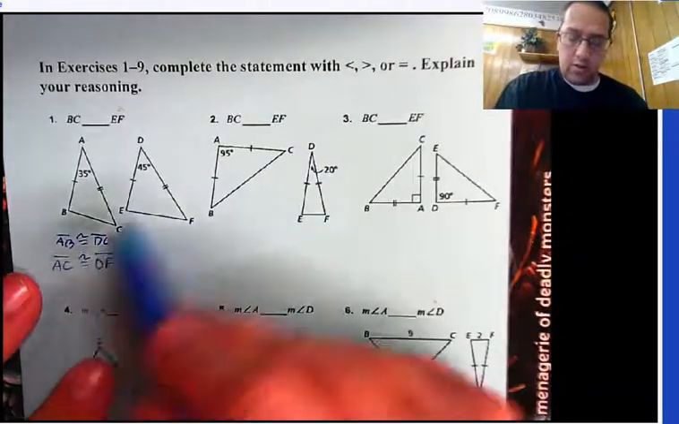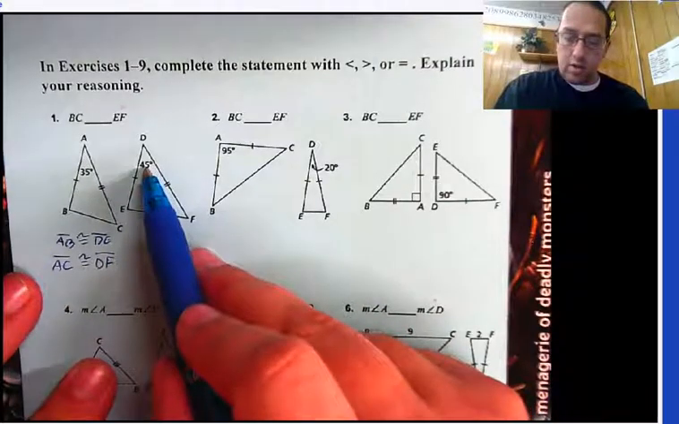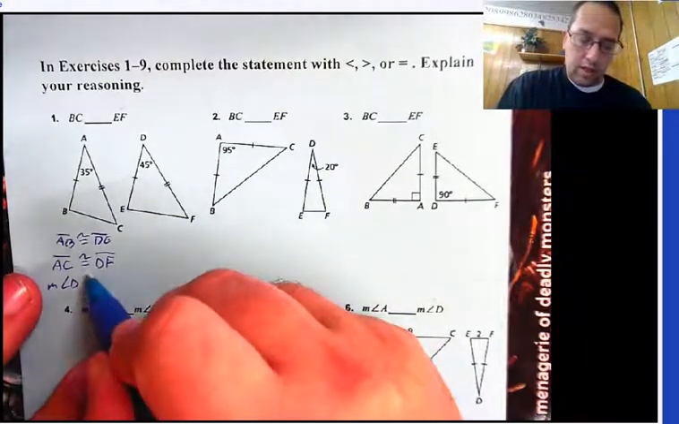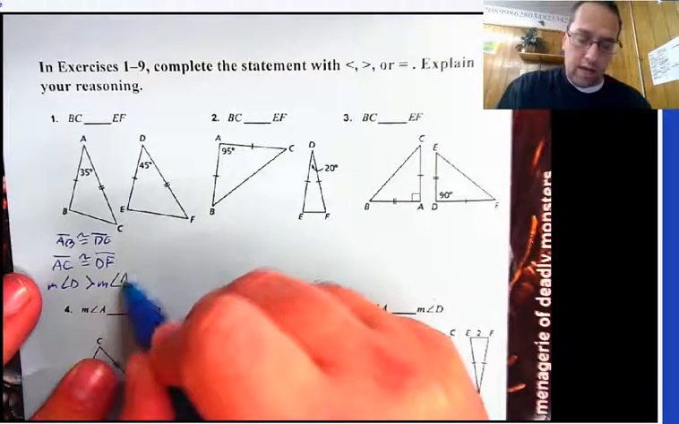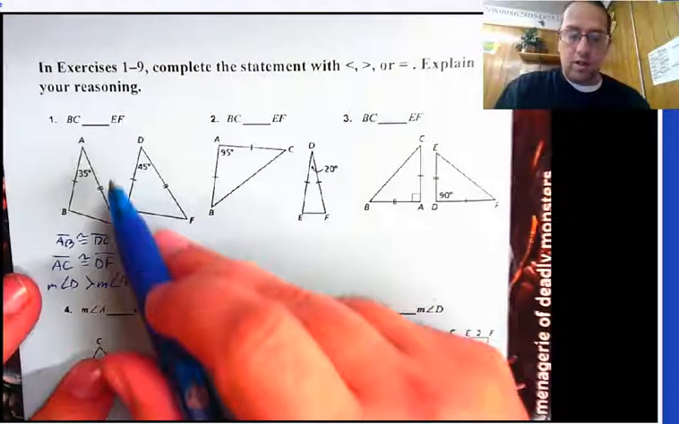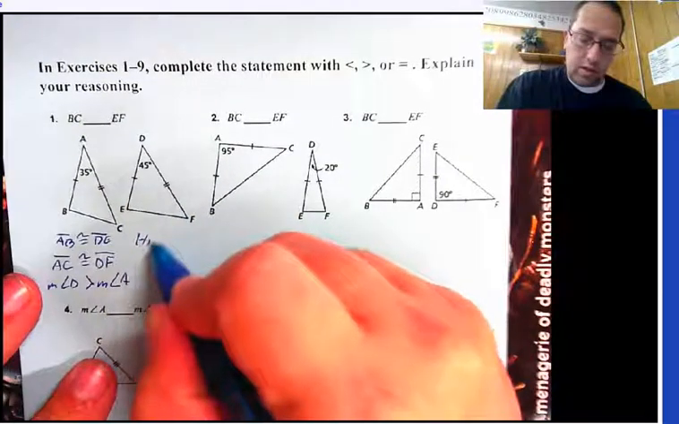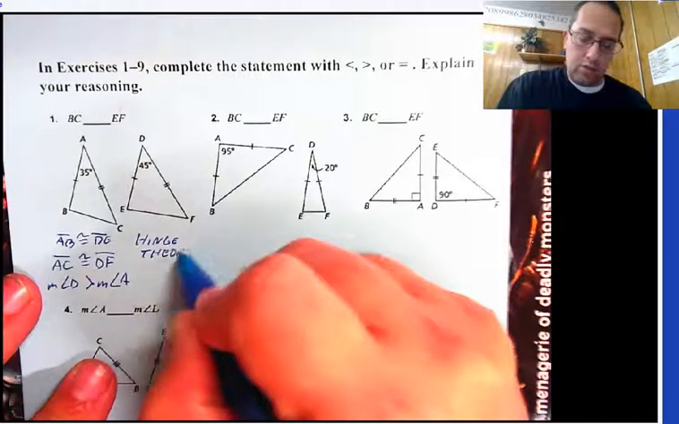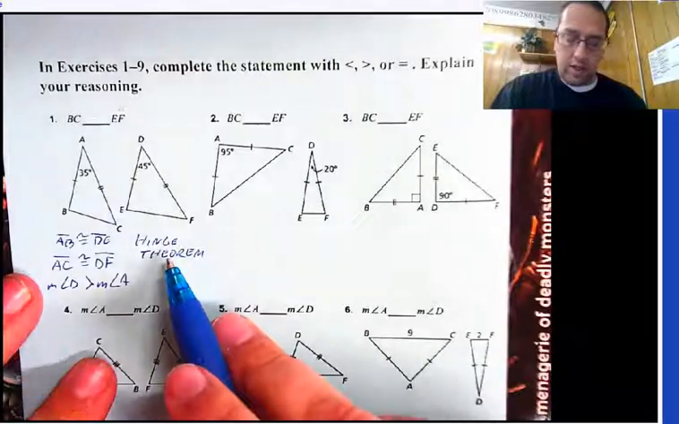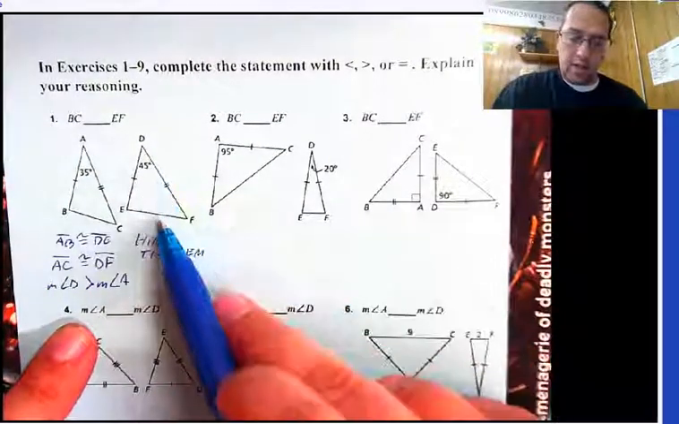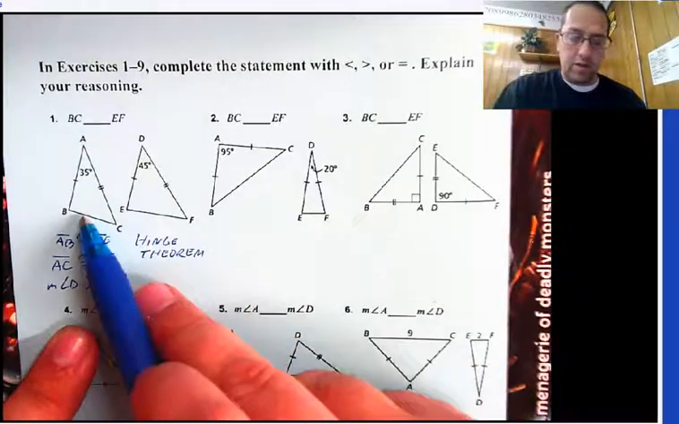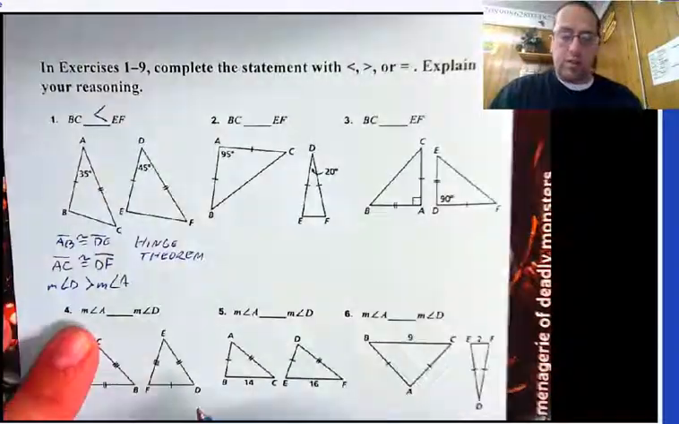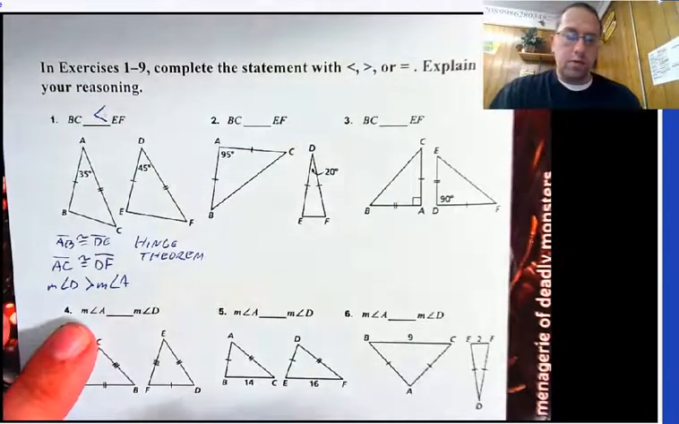Since we have these two congruent, that means the Hinge theorem is going to work, right? So D has a bigger measure than A. So the measure of angle D is greater than the measure of angle A. So then we can use the Hinge theorem. So that's what we're going to write down here. Hinge theorem. So by the Hinge theorem, since D is bigger than A, then the side opposite D, EF, is bigger than the side opposite A, BC. So EF is greater than BC, so BC is less than EF. All right, so not too bad.